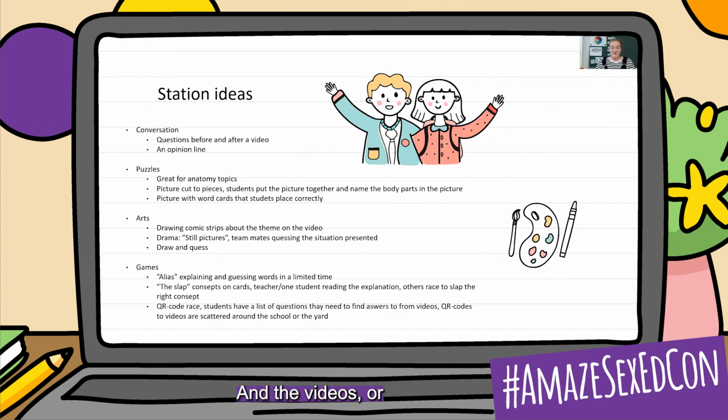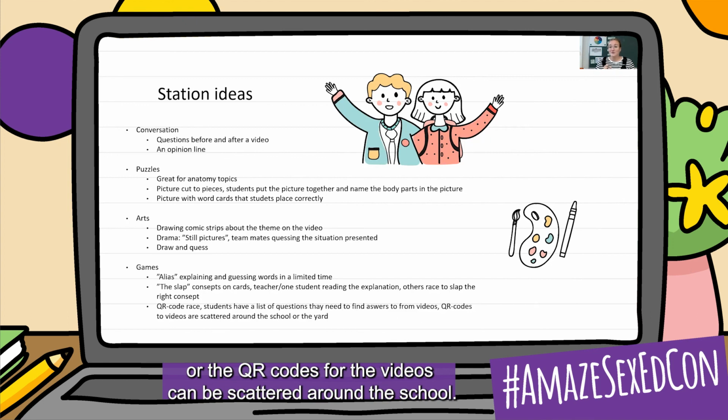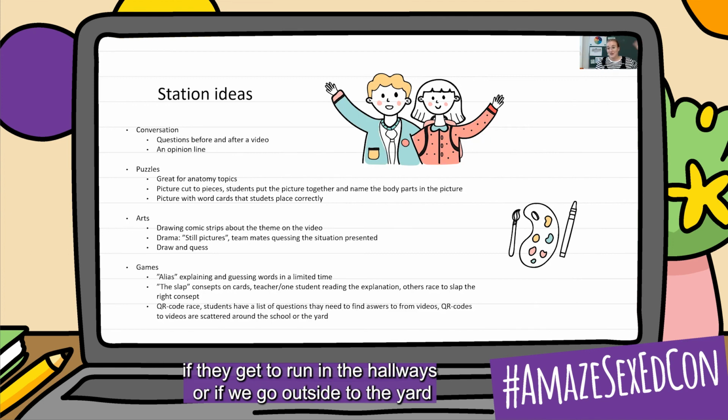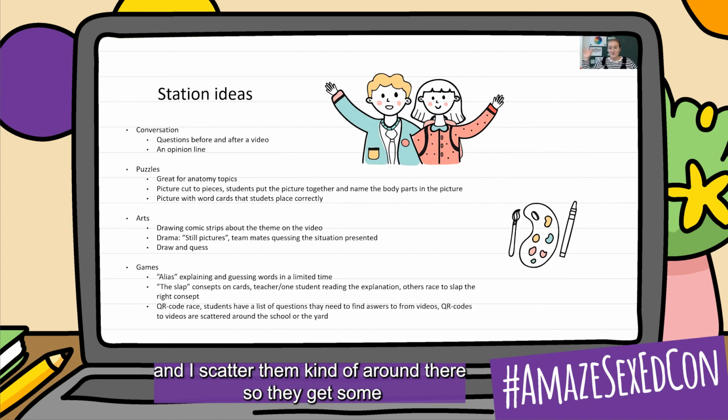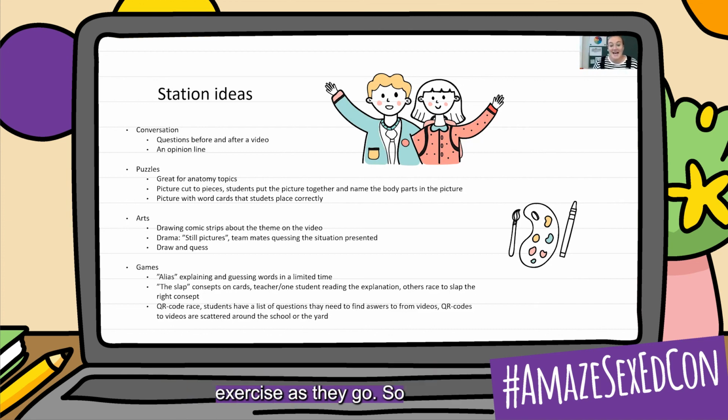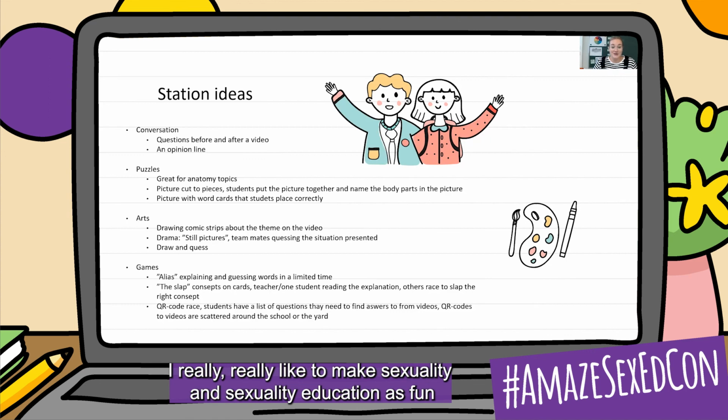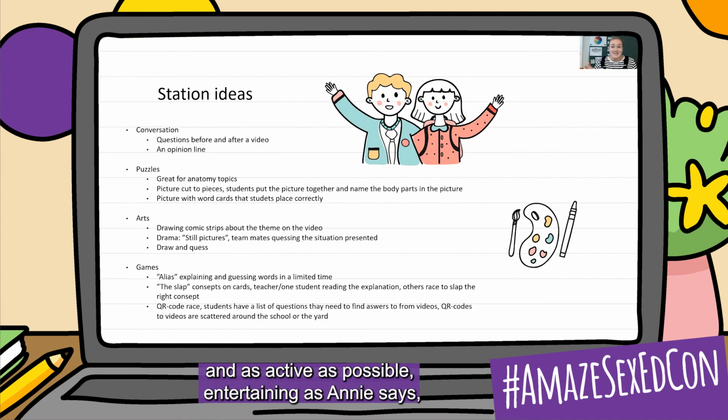The QR codes for the videos can be scattered around the school. My students love it if they get to run in the hallways, or if we go outside to the yard and I scatter them around there so they get some exercise as they go. To sum this up, I really like to make sexuality education as fun and as active as possible. As Emmy says, it really takes the awkward out of it.